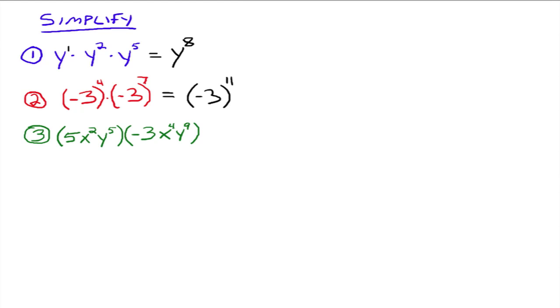All right, what about the third one? 5x squared y to the 5th times negative 3x to the 4th y to the 9th. Well, let's see. All this is multiplication, right? So we can multiply the 5 and the negative 3 together to get negative 15. And then you have x squared, which you can multiply times the x to the 4th here, because remember, all this is multiplication, so we're just moving things around. So x squared times x to the 4th, base the same, add the exponents, you get x to the 6th. And then y to the 5th and y to the 9th, because you're multiplying those together, give you y to the 14th. So this whole expression goes to negative 15, x to the 6th, y to the 14th.